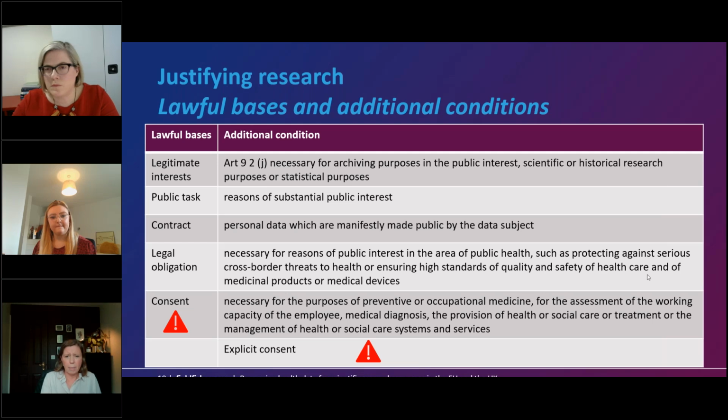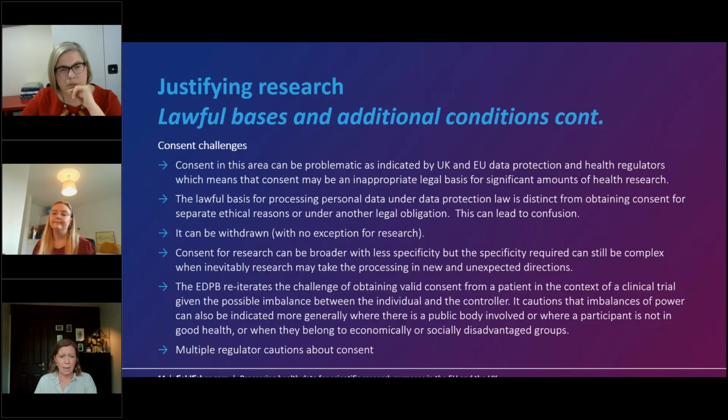The last one then to mention is health generally. And this is fairly self-explanatory again, worth considering where we're looking at, for example, provision of health or social care or treatment, or the management of health or social care systems and services. So those are broadly the justifications under data protection laws generically at GDPR level that apply across the board. Thank you, Alex. And I'm going to deal with the problems with consent next.